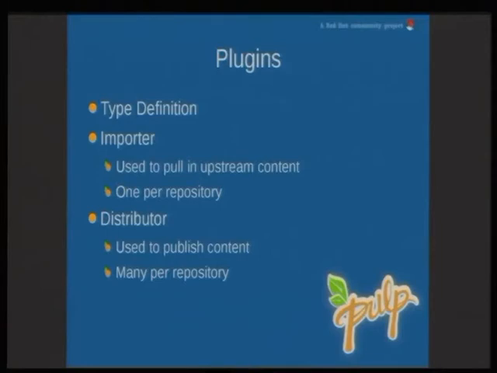What does the distributor do? The distributor basically does the opposite. It figures out how to provide the content out of Pulp. So you have a bunch of RPMs in the RPM repo. And what the distributor does, it makes from it a general YUM repo, which is treated like any other YUM repo by YUM agents. So YUM agents can come and download the packages like from any other YUM repos.